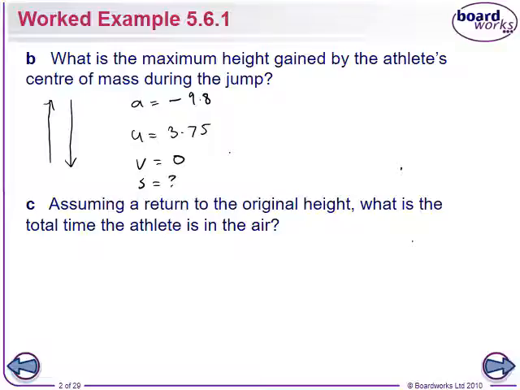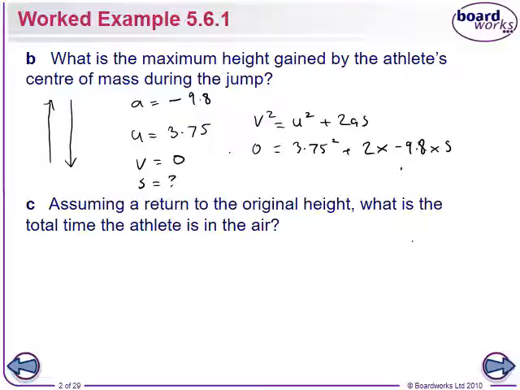So, anyone remember which Suvat equation we can use? Oh, we don't have T. Ah, there you go. I heard someone say v squared. Remember this one? Okay, so v squared, that's easy, that's 0. u squared, that'll be 3.75 squared, plus 2 times negative 9.8 times S. Why negative? Because acceleration is in an opposite direction to velocity.